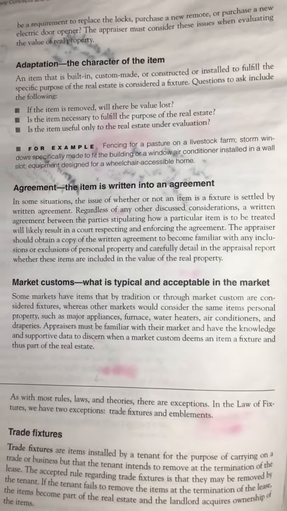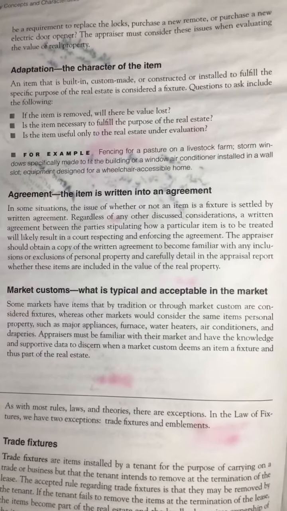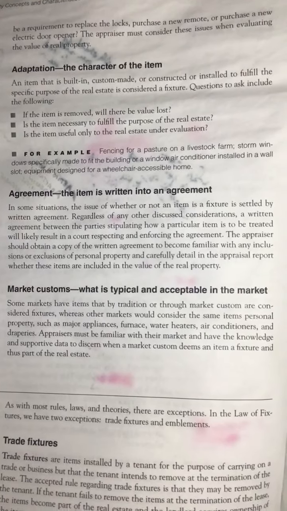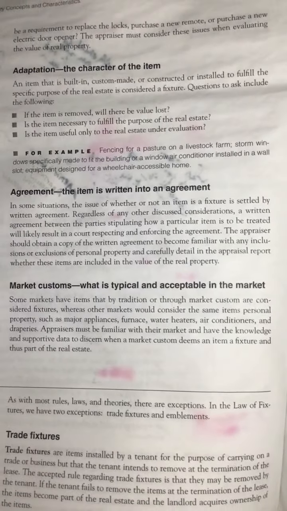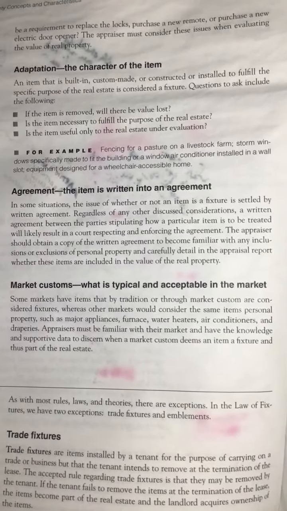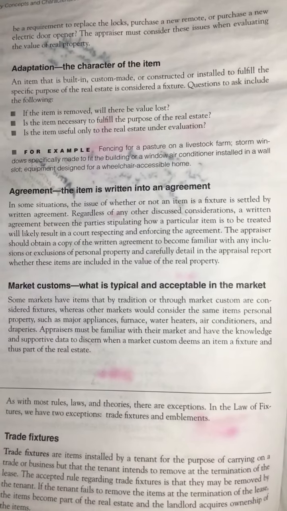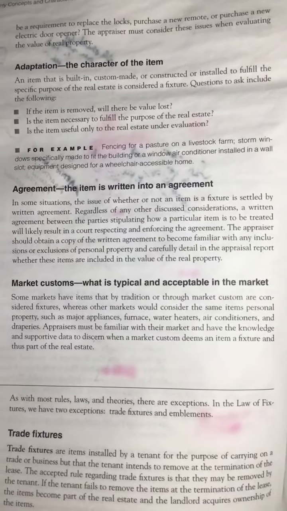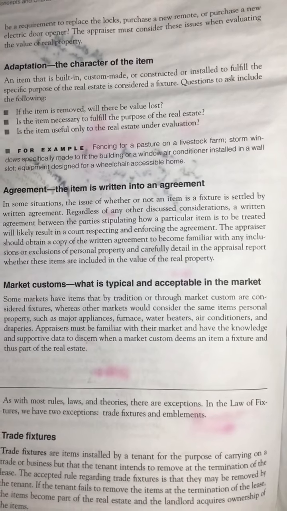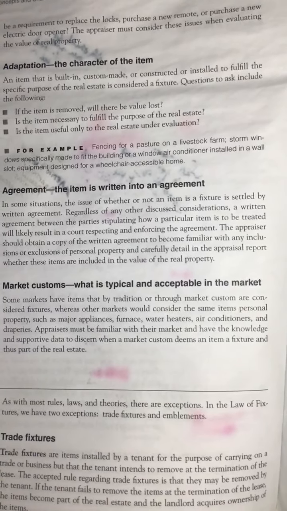For example, fencing for a pasture on a livestock farm, storm windows specifically made to fit the building, a window air conditioner installed in a wall slot, equipment designed for a wheelchair accessible home.